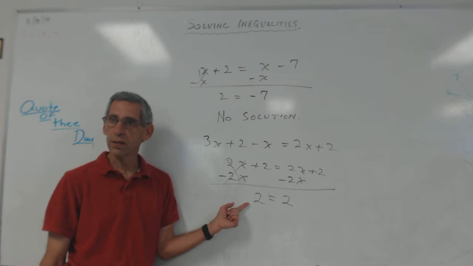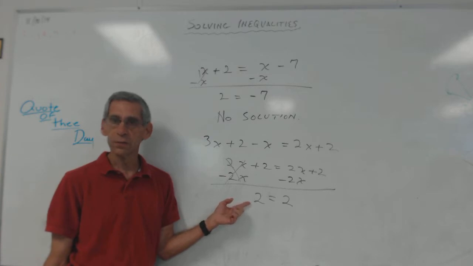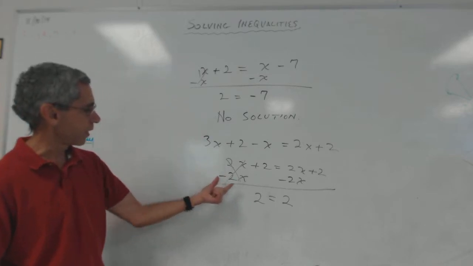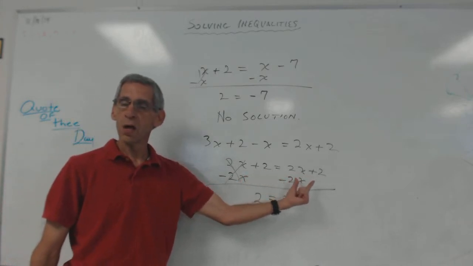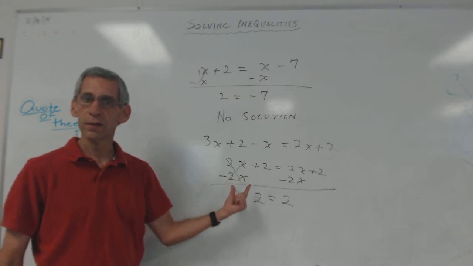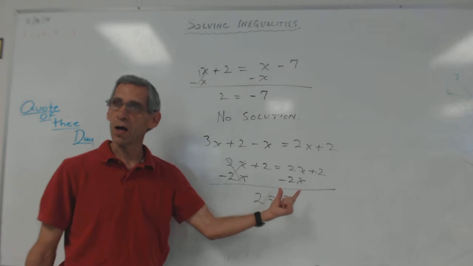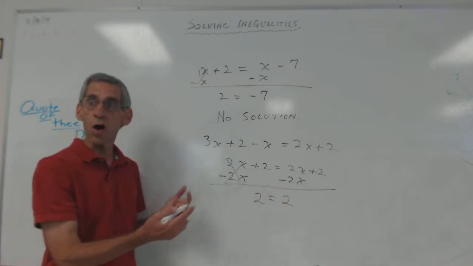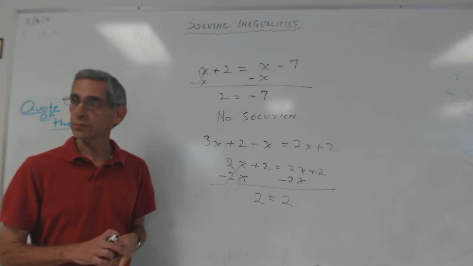No, that's wrong. What if x was 1,000,000? It's the same. Think about it, I have 2 million plus 2 equals 2 million plus 2. Oh, that's true. What if it was 1 billion? 2 billion plus 2 equals 2 billion plus 2. So, all real numbers is the solution. X could be all real numbers.